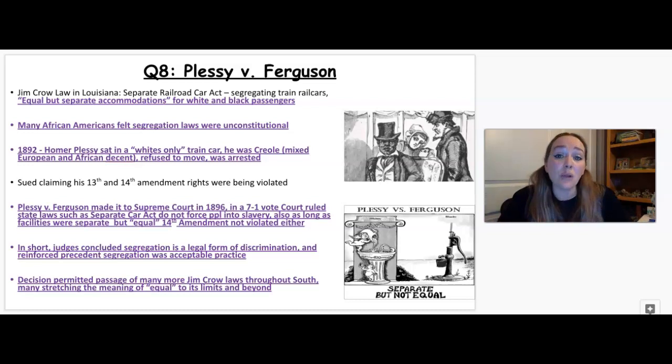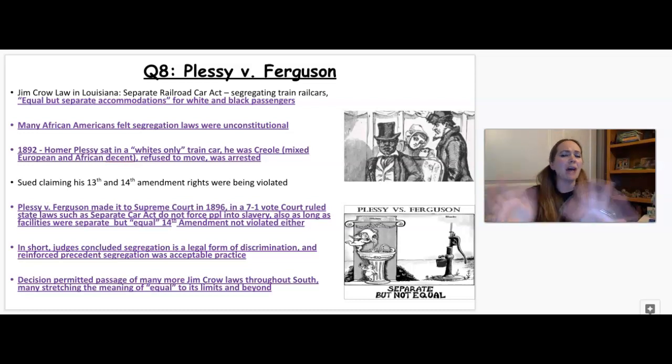All right, well, one Jim Crow law in Louisiana, remember they're about segregation, separating the black and white population, was the Separate Railroad Car Act. So that's the name of the Jim Crow law. What it did, if you think about it, you can probably figure it out, is segregate train rail cars, where certain train cars were for African American passengers, and other ones were for white passengers, because Jim Crow laws said, hey, equal but separate accommodations were not infringing on your civil rights. You are having equal rights because these are equal accommodations. They're just separate, okay, for black and white passengers.